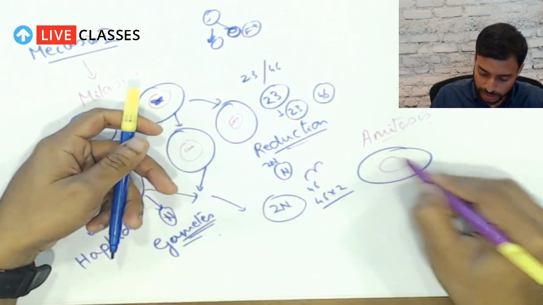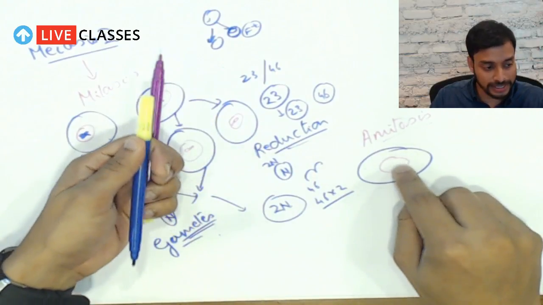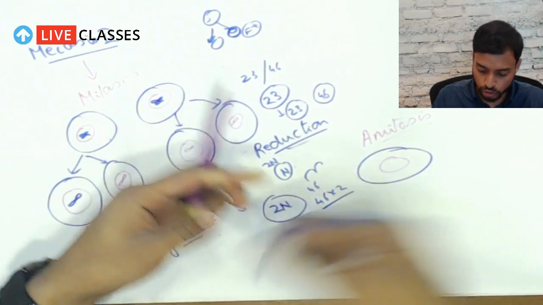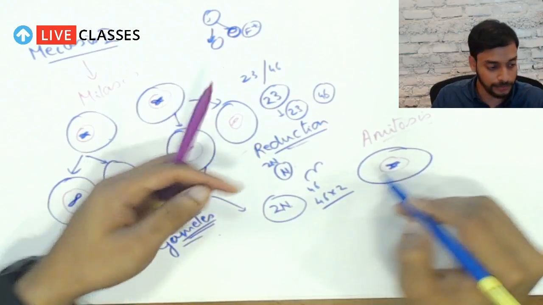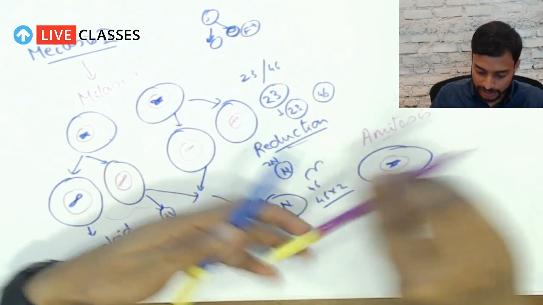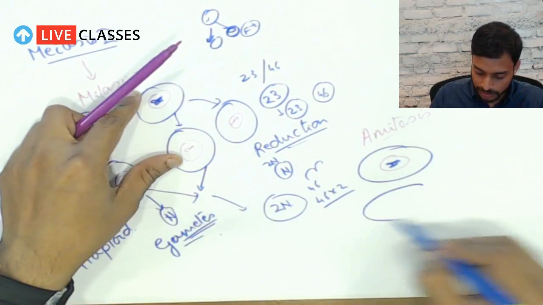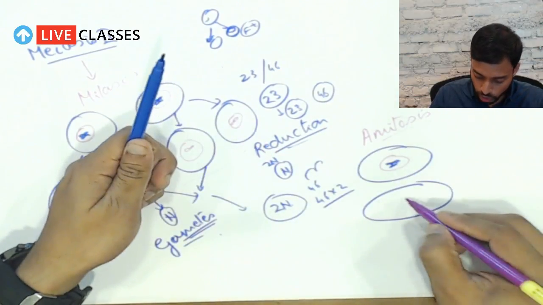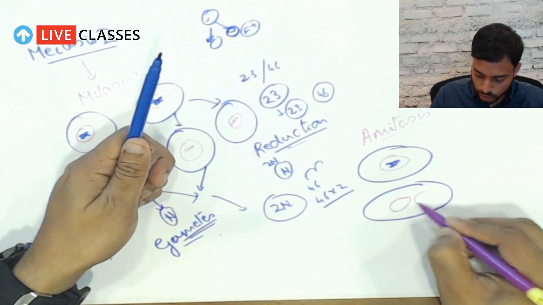So here we have the nucleus. The nuclear membrane is there. Inside this we have the chromosomes. Let's suppose the chromosomes are here, but the cell will divide. What will happen? This is the cell. The nucleus grows. The nucleus forms 2 inside the cell.